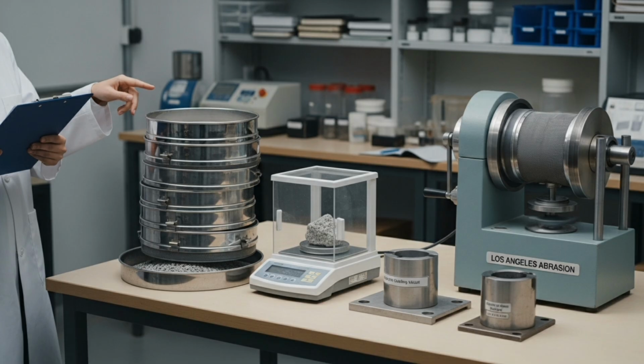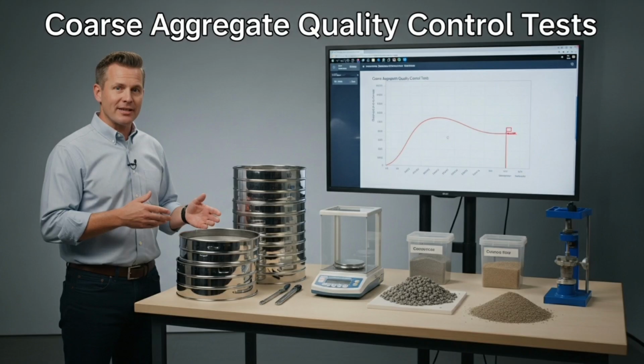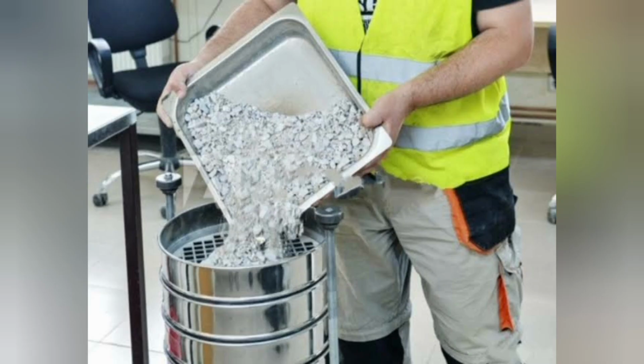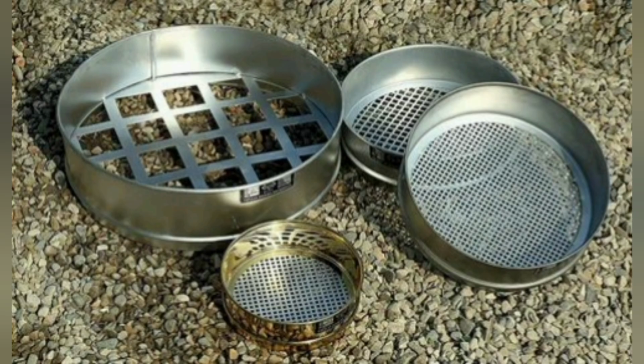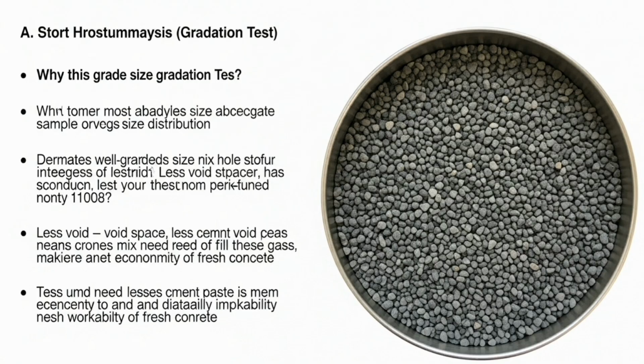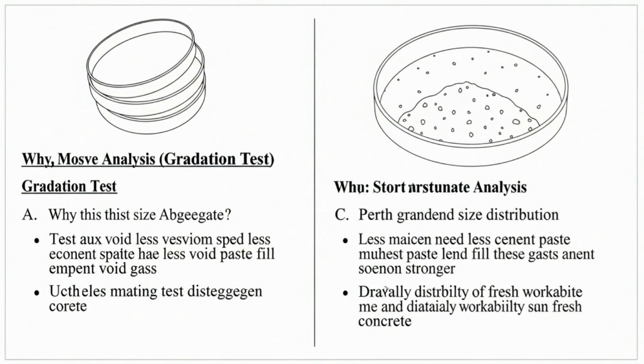The procedure is straightforward but requires precision. We take a representative sample of the aggregate, dry it, and then pass it through a nested set of sieves arranged from largest opening at the top to smallest at the bottom. The sieves are shaken mechanically for a standard period, typically 15 minutes. After shaking, we weigh the material retained on each sieve. This data is used to calculate the cumulative percentage retained and passing for each sieve size.